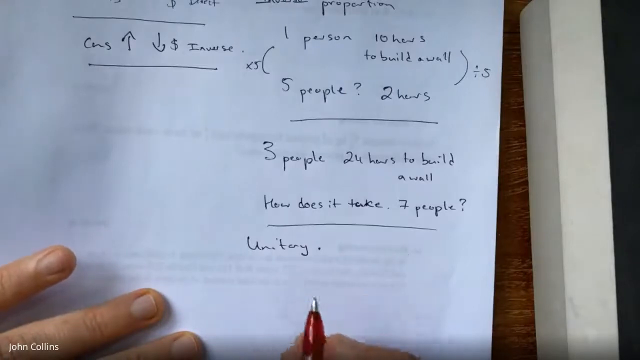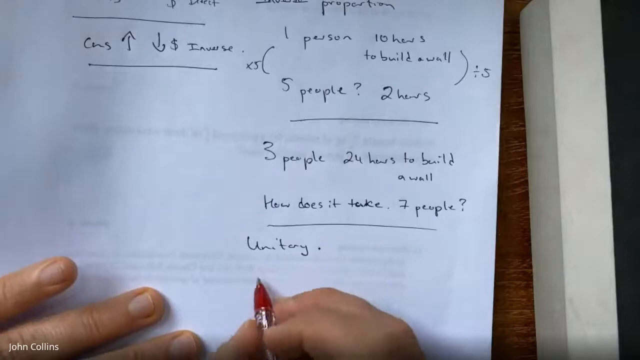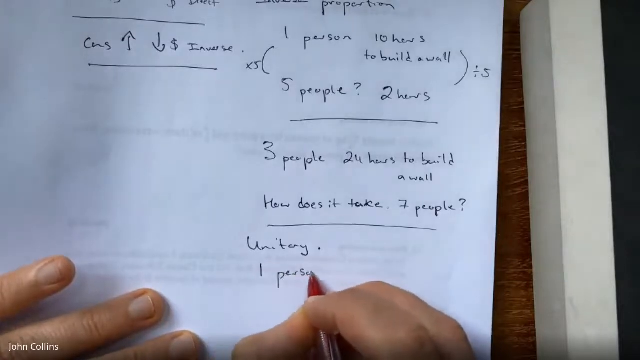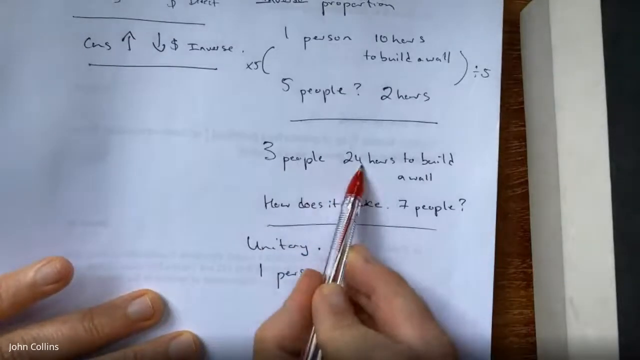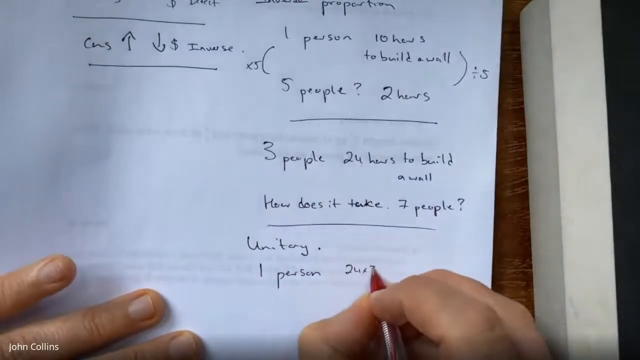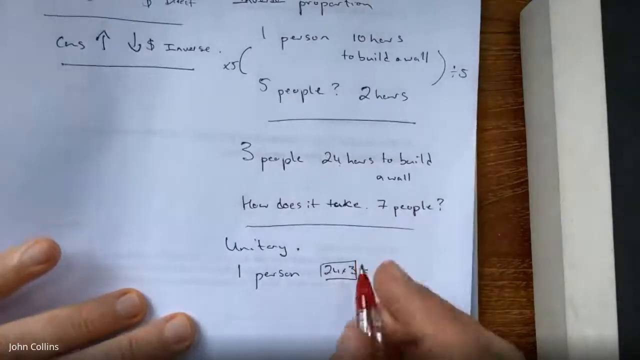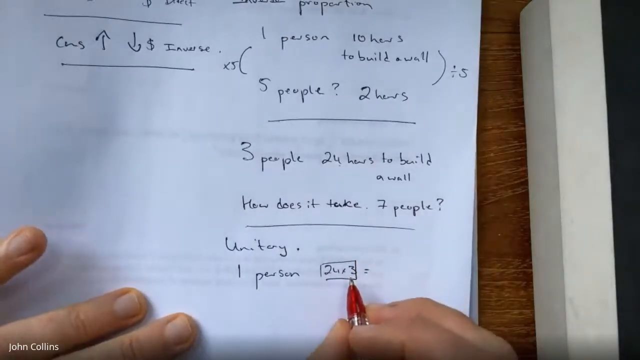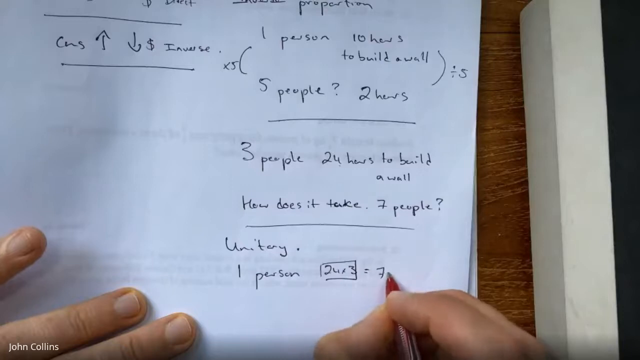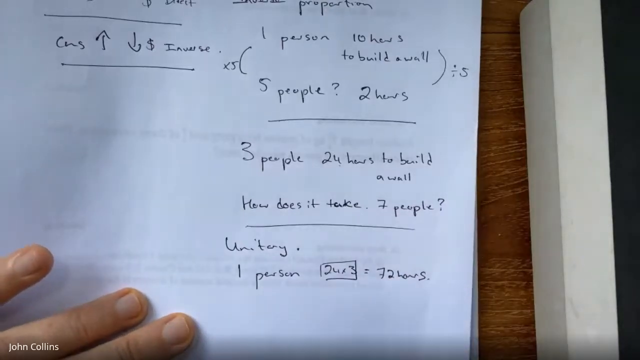So we need to always use unitary with proportion. It's far easier. Okay, so one person, yes, Asher. Okay, Rani, that might have been your answer. One person is 56 hours? One person will take 3 times longer than 3 people. So it'll be 24 multiplied by 3, which is not 56. 24 multiplied by 3 is 72 hours. So it takes one person a long time to build a wall, and that makes sense. It should take 3 times as long.